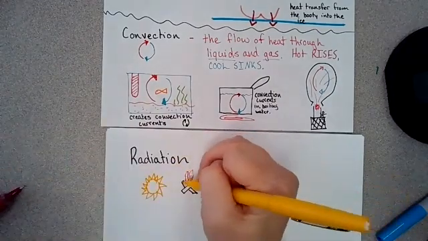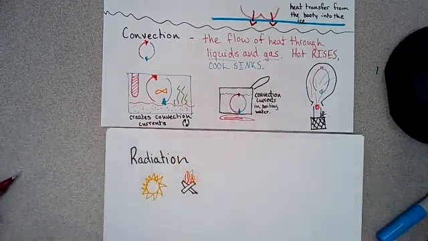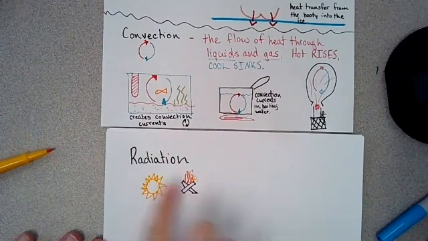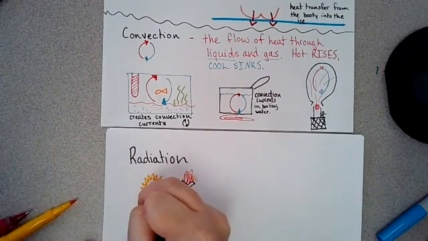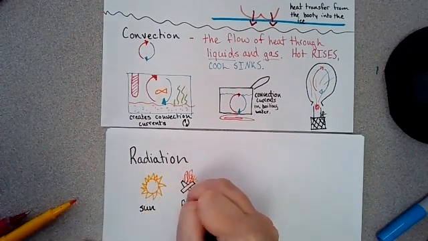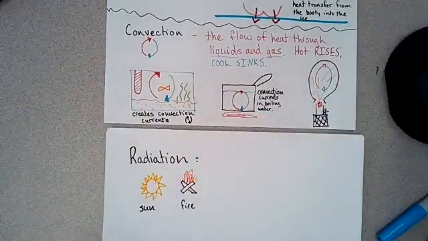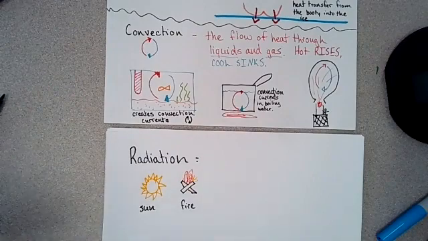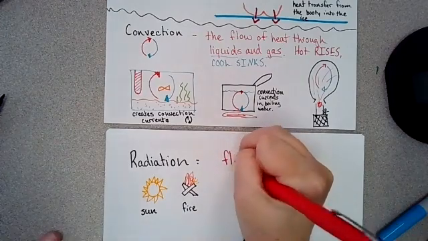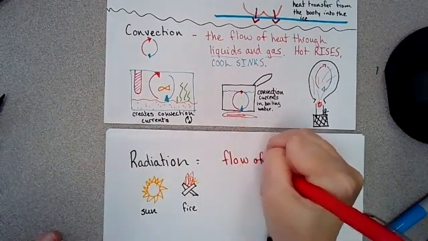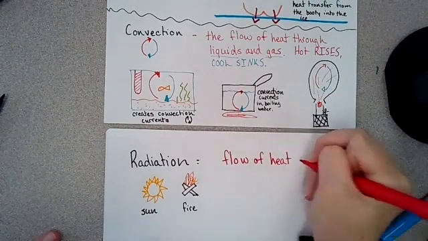I'm going to mix some yellow in there. Beautiful campfire. Okay, so this is sun and this is fire. So you're going to write this under here, sun and fire. Both of these put out radiated heat. Okay, so radiation is the flow of heat energy through space. It's the flow of heat energy through space. Nothing has to touch.